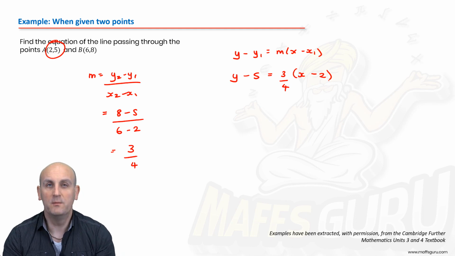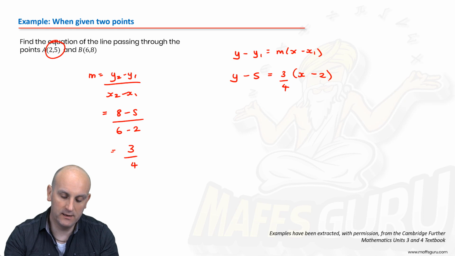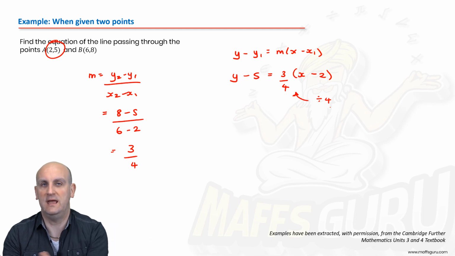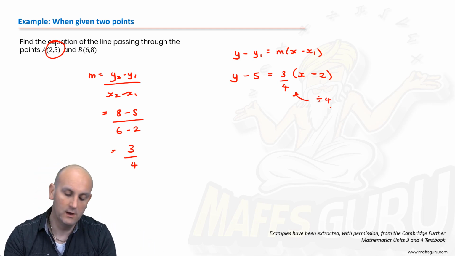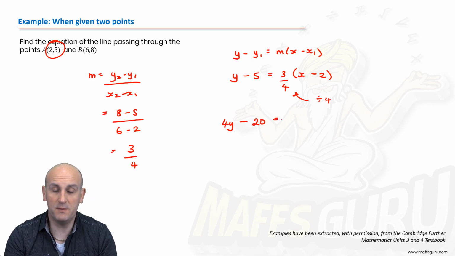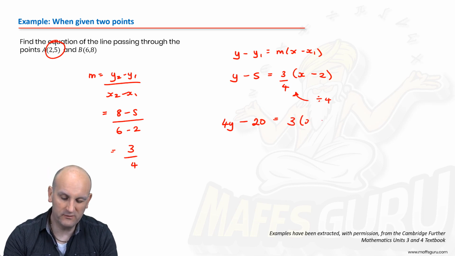I'll continue now. But basically what I tend to do now is I get rid of the stuff I don't like. Whenever I have a fraction, I get rid of the denominator. And I know that this here is basically a divide by 4. And how do you undo a divide by 4? You multiply absolutely everything by 4. So I'm going to multiply this whole equation by 4. So that y becomes 4y. The 5 becomes 20. Now, because I'm multiplying that fraction by 4, it leaves the 3. And that becomes x minus 2.